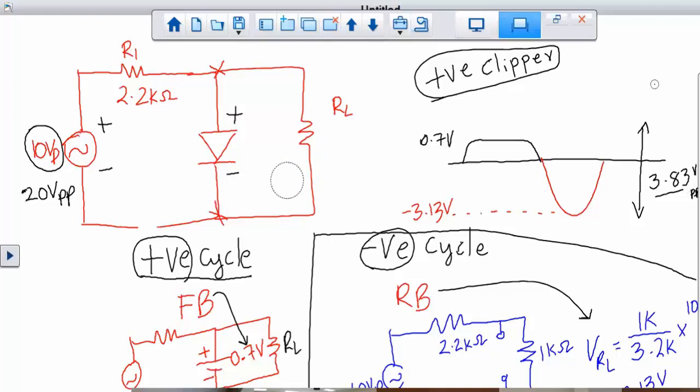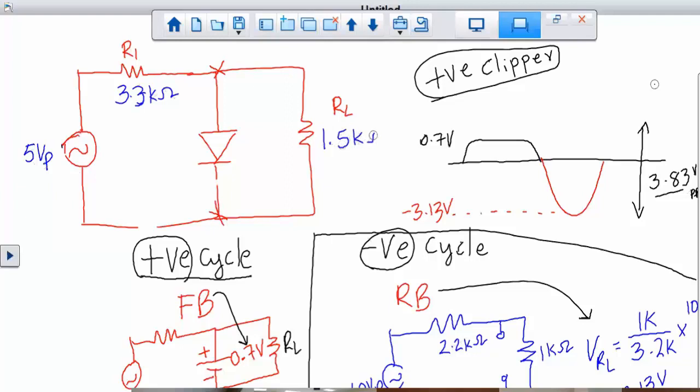All right, so let's do one more of the similar example with maybe different limits on the voltages and on the resistors. So let's say we have a 3.3 kilo ohm resistor as the primary resistor R1 and 1.5 kilo ohm at the load.